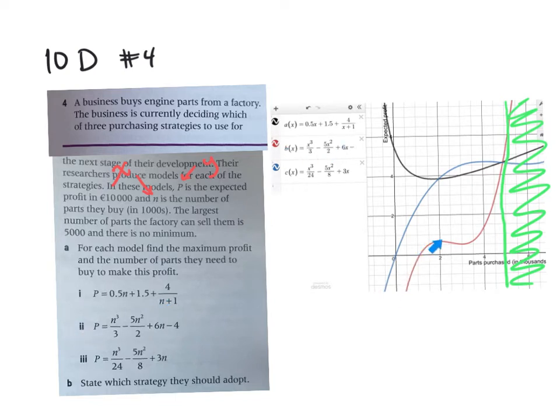For the second one, that's the red one. Obviously there's a kind of maximum happening here, but then it goes far higher, so the real maximum is happening right at the cutoff. If I buy 5,000 parts, that's going to be my best deal here. And then the blue one has a maximum somewhere around 4,000 parts if I actually looked for it.